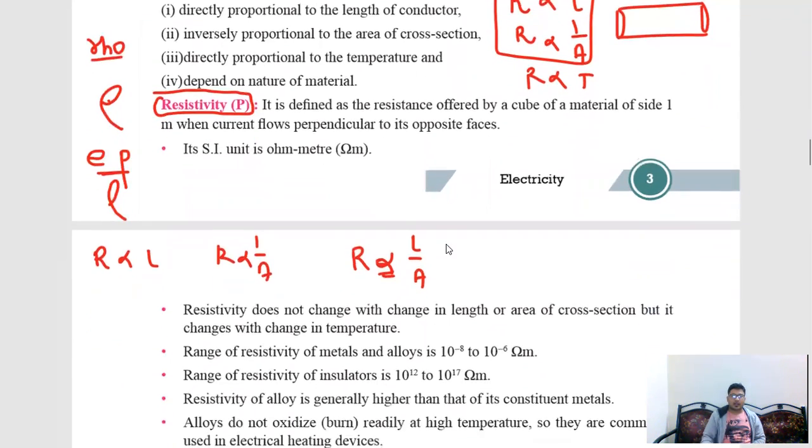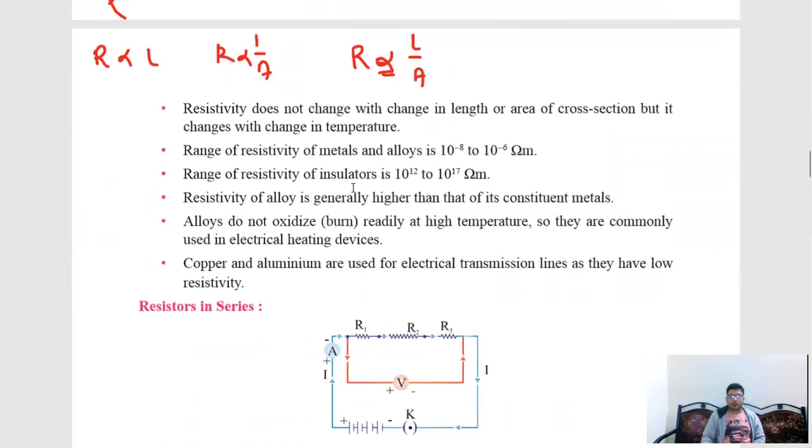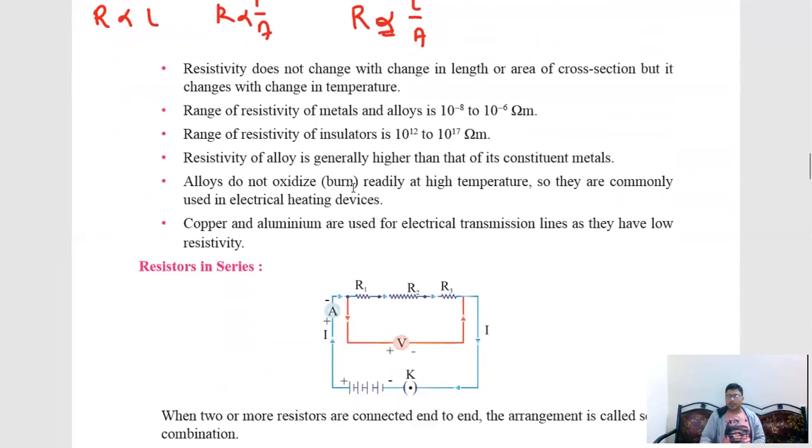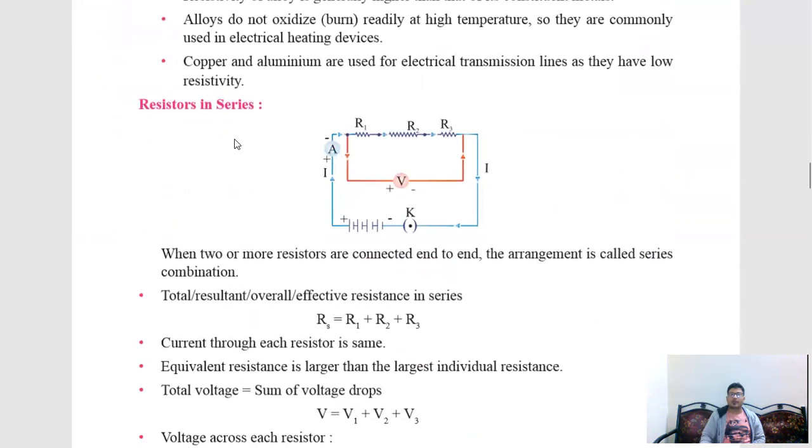Now the SI unit of rho is ohm meter. Ohm meter. Guys, the SI unit of resistance is ohm. Resistivity, ohm meter. Now these points are there, you can read these points in the video itself. And coming to the next topic, resistance in series, resistance in parallel.